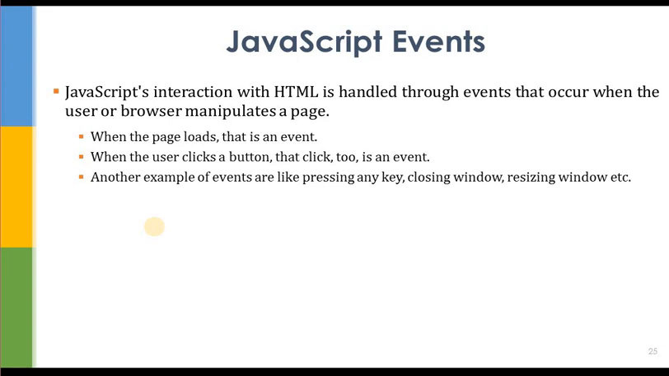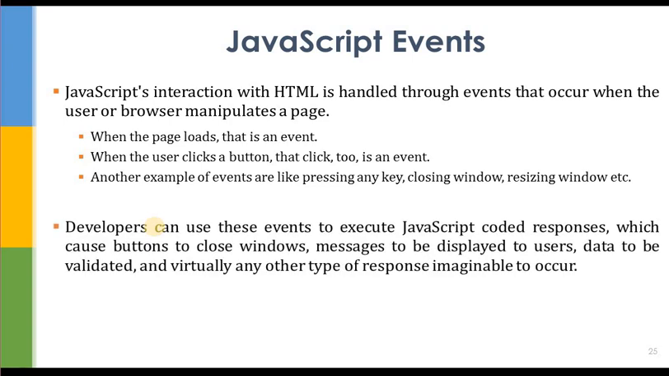Over here we have classified events. For example, mouse events, form events, button events, like that. Another is key events. For example, if we are pressing arrow keys, like that. These are the examples of events.